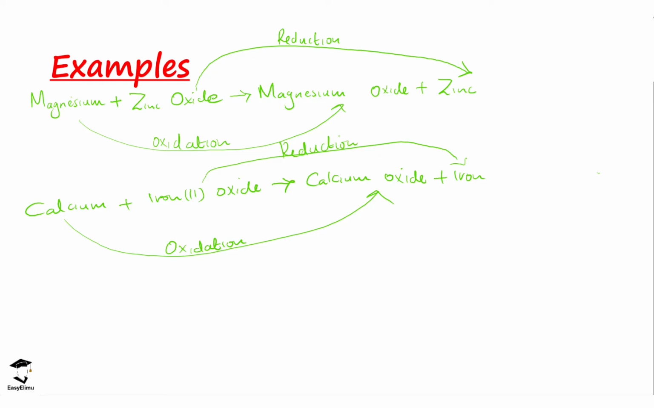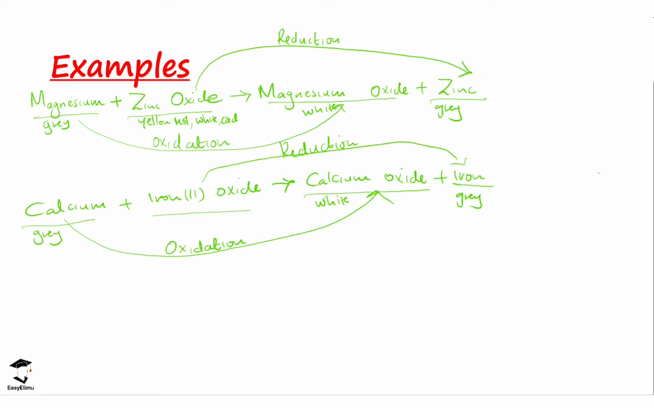When we look at these two examples, the other thing that you need to remember is the observation that you see in this reaction. Magnesium and calcium are both gray in color. Zinc oxide is usually yellow when hot and white when cold, and iron 2 oxide is usually brown in color. If you look at the products, our magnesium oxide becomes white and our zinc becomes gray. Our calcium oxide becomes white and our iron goes back to gray. So you can see that change of color, and we say that these reactions are possible because both magnesium and calcium are high in the reactivity series in comparison to zinc and iron.